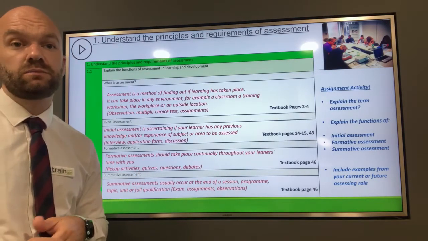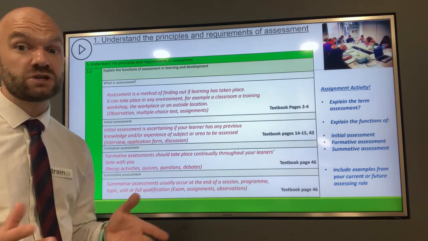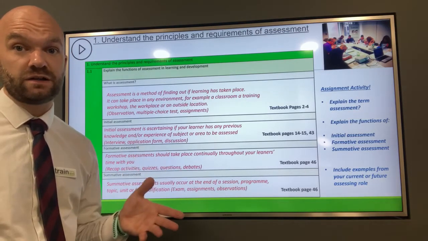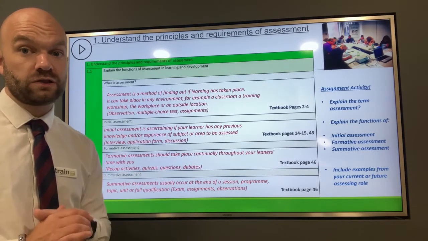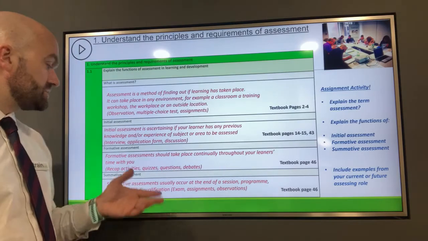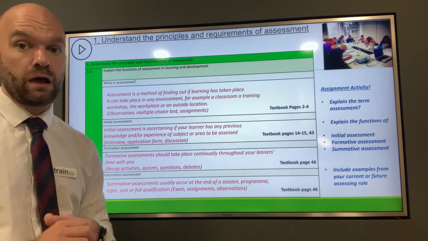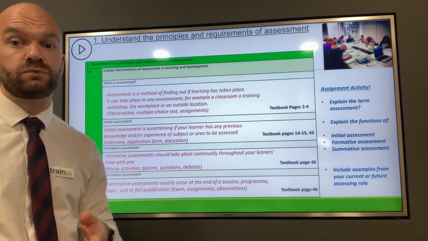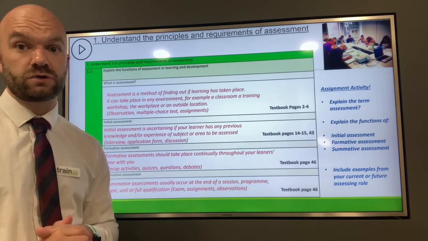The final key term is summative assessment. So summative assessment happens at the very end of a course or qualification. So this could be perhaps a final exam. It could be an assignment, a portfolio that you hand in and you will mark, of course, as the assessor. So this is very much the final preparation in order for your certificates to be handed out to your learners, for example, or it could just be updating their CPD log as well.